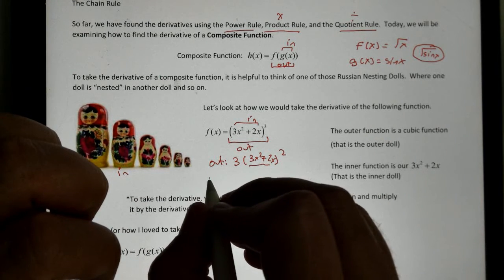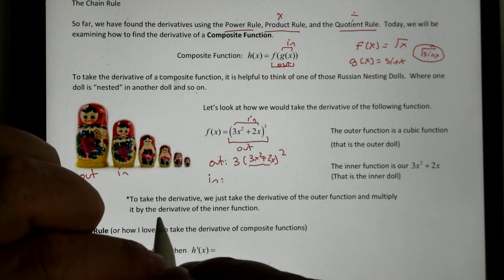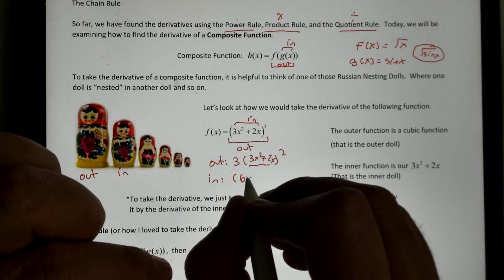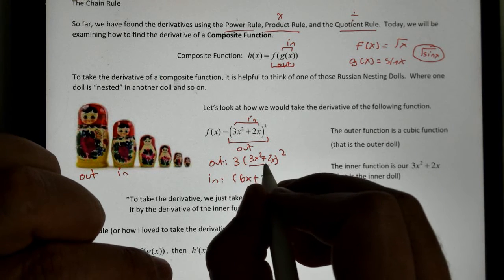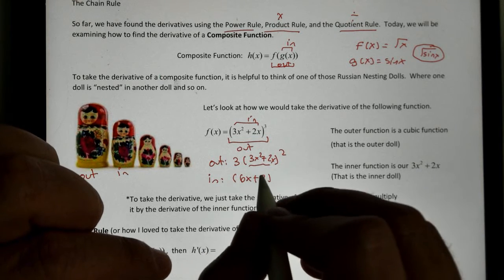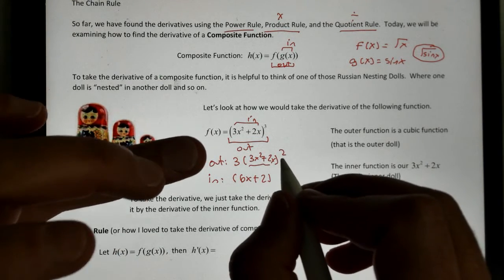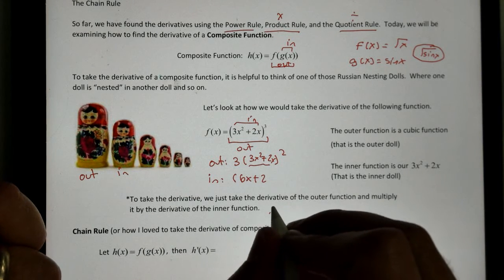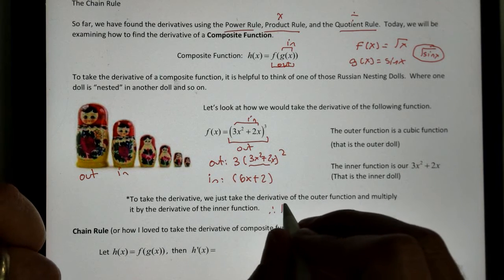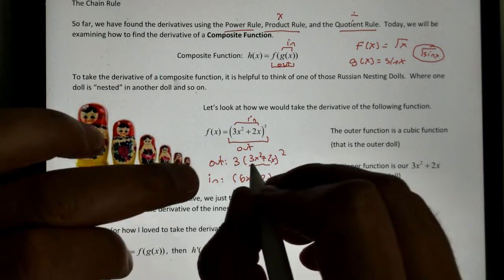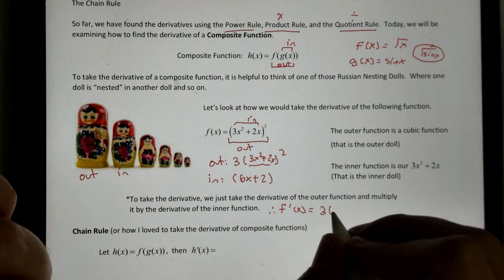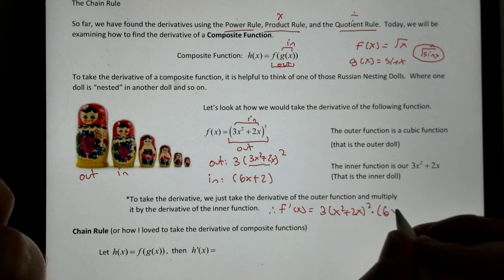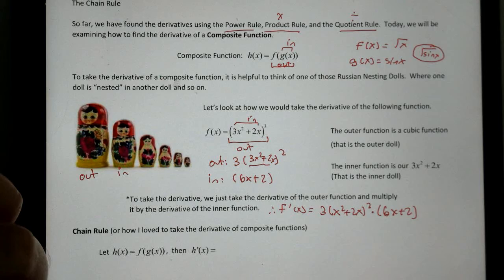And then our next step is to take the derivative of the inside function. The derivative of my inside function is going to be 6x plus 2. So now we have the derivative of the outside and the derivative of the inside, and all we're going to do is multiply them together. Therefore, our derivative, f prime of x, would be the outside derivative we just took, 3 times x squared plus 2x, squared, times the derivative of our inside function. And that is how we take that derivative.